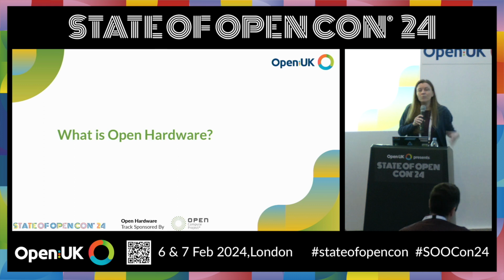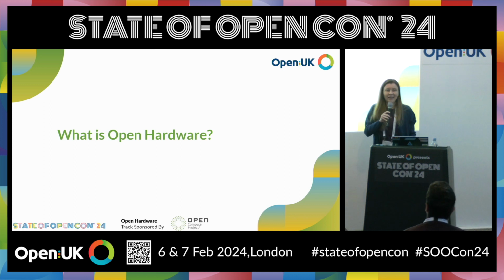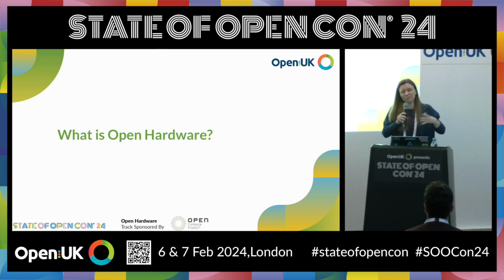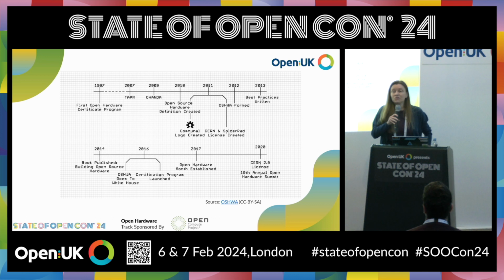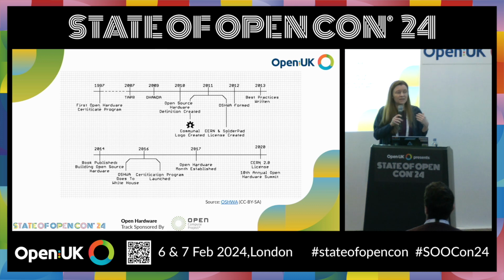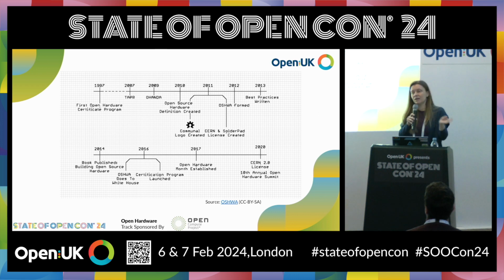So this is the open hardware track. And defining what open hardware is both incredibly simple and also as complicated as it is to define open source. The first use of the term open hardware is actually slightly older than open source. In 1997, Bruce Perens, who you saw on the keynote stage earlier today, launched the first open hardware certificate program. It was a year later that the first use of open source was applied to software.